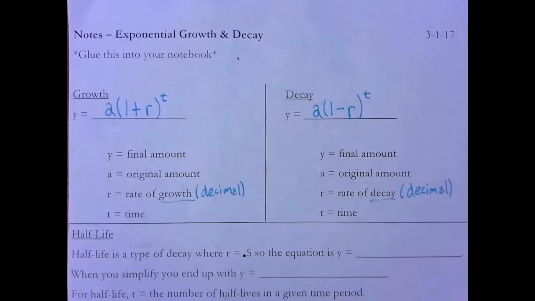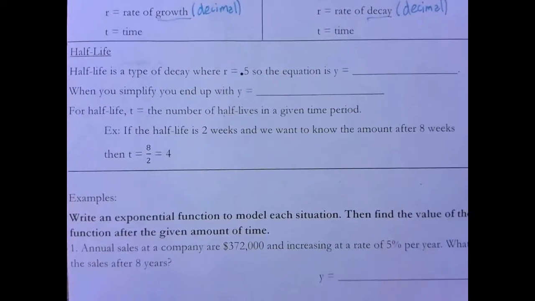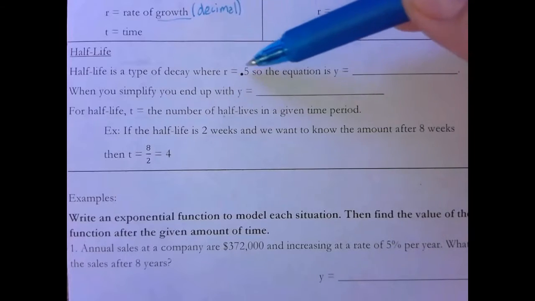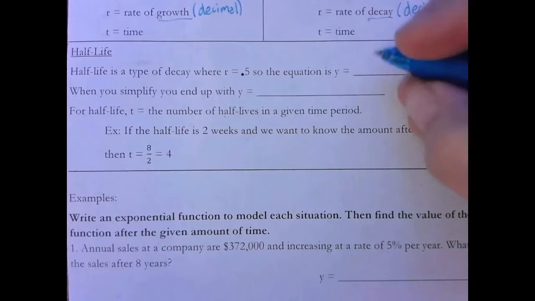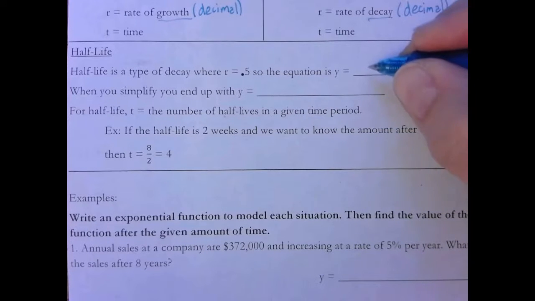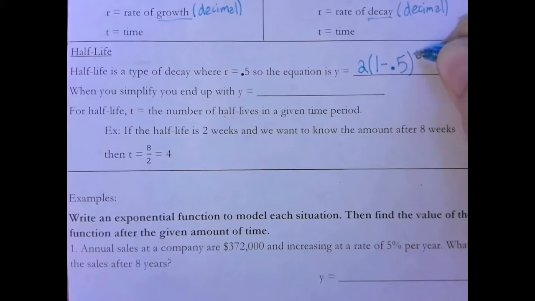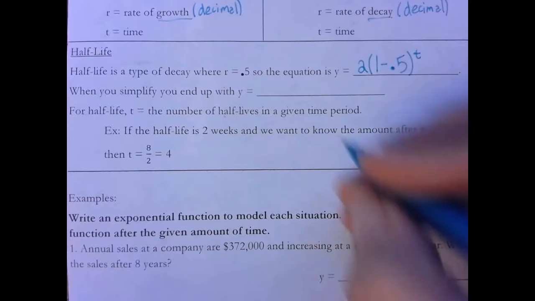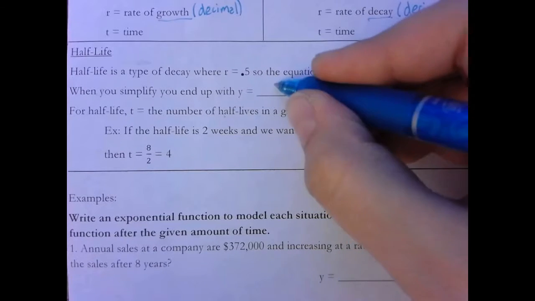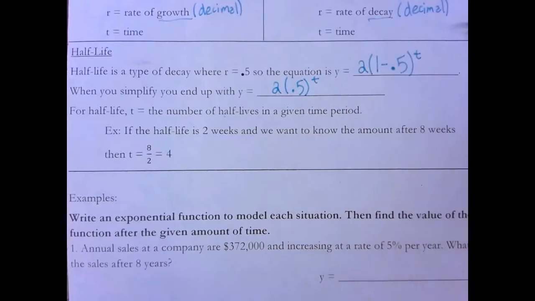Let's talk about half-life. Half-life is a type of decay where r equals 0.5. So if we look at our decay equation up there, what do you think our equation is going to be? Well, it should be y equals a times 1 minus 0.5 to the t. We can simplify this: 1 minus 0.5, you'd end up with y equals a times 0.5 to the t.